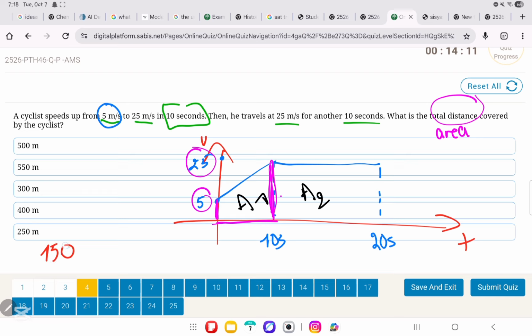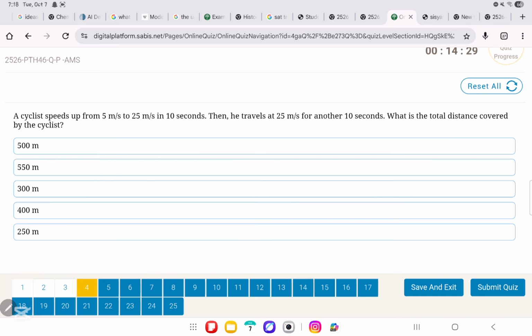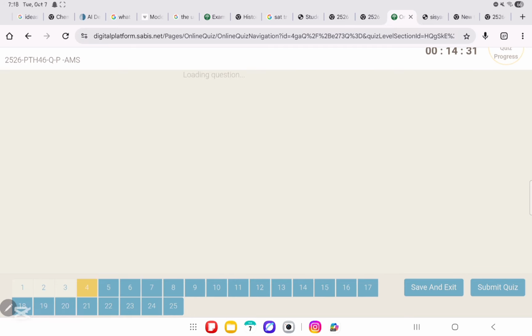In addition to the area of the second one, area 2. From here to here, this is 10, and from here to here, this is 25. So that's going to be 10 times 25, which is 250. And 150 plus 250 is going to give us our answer, which is 400 meters. We move on to question number 5.